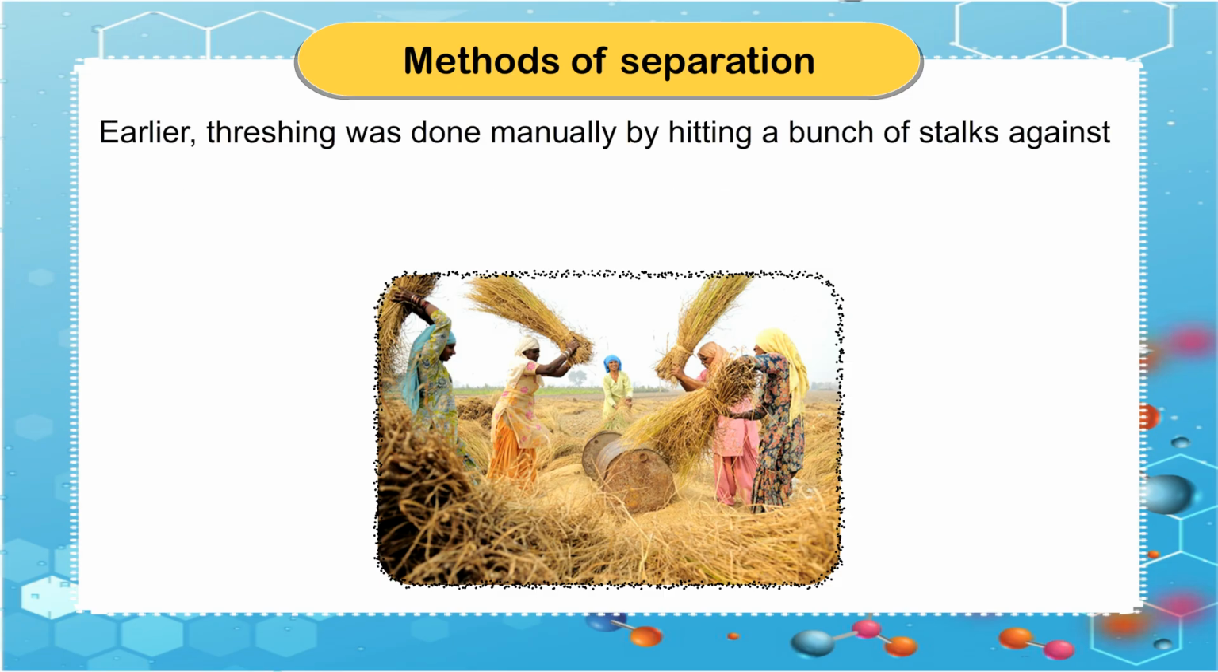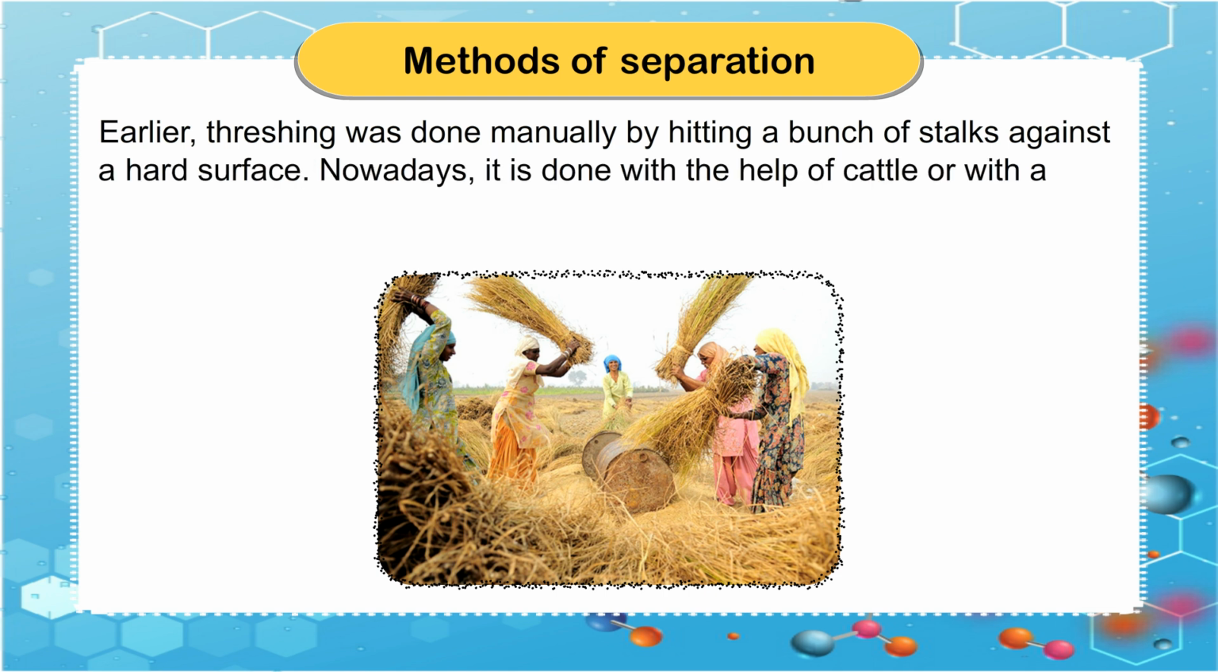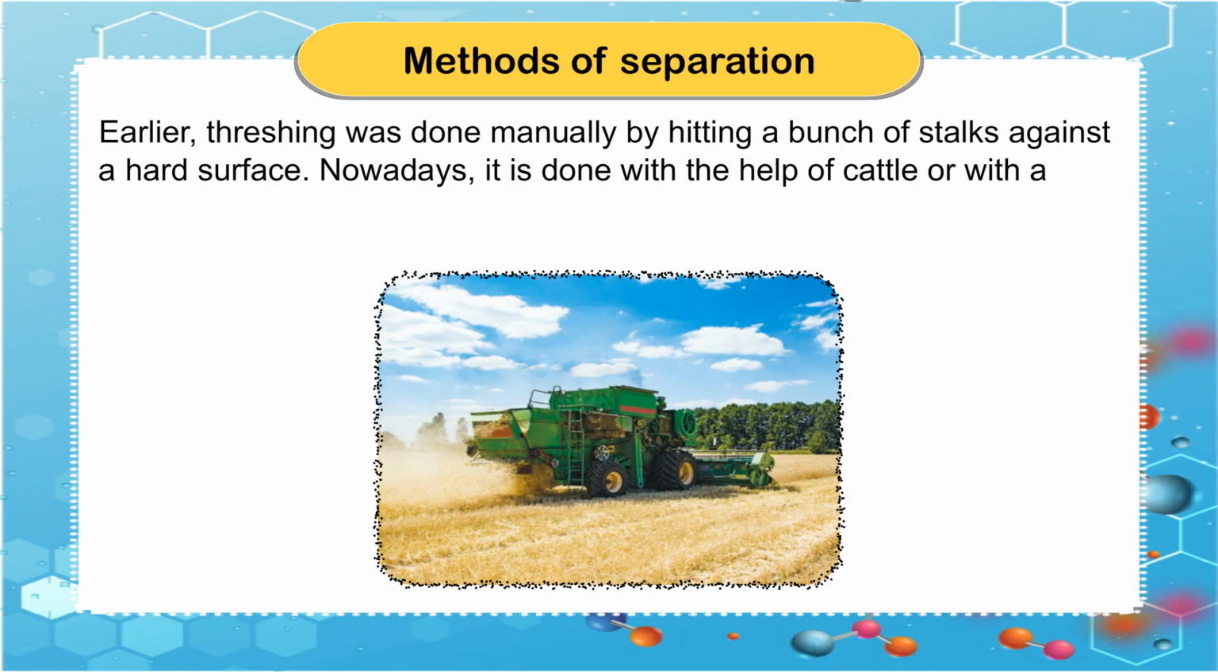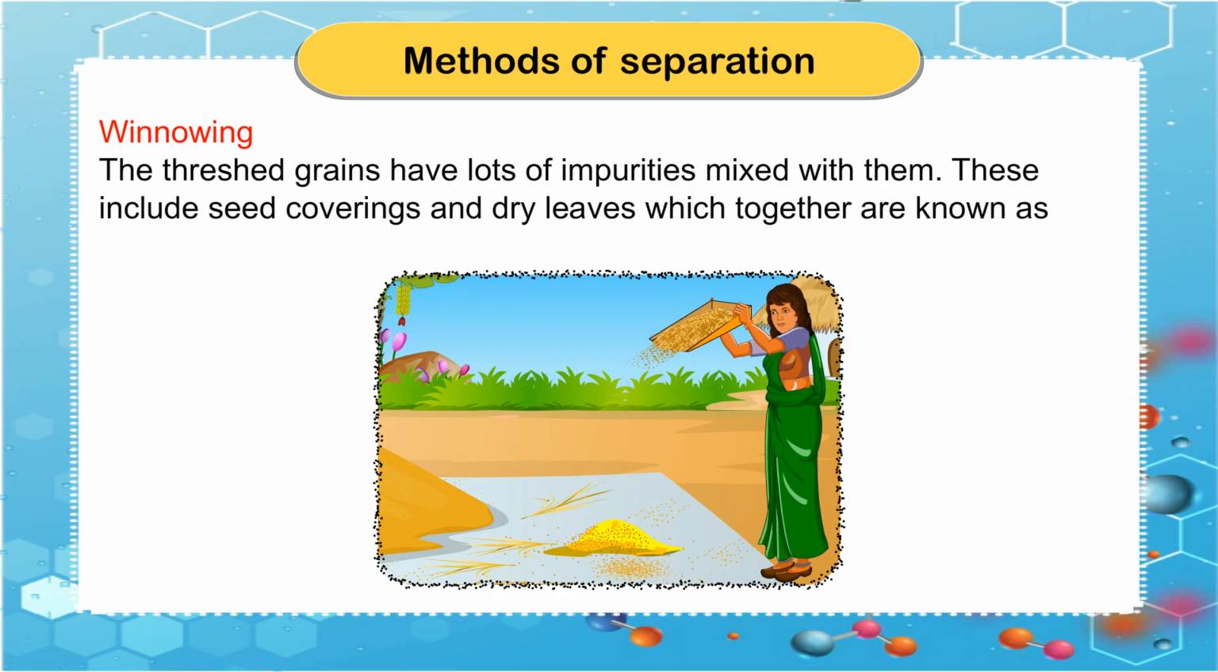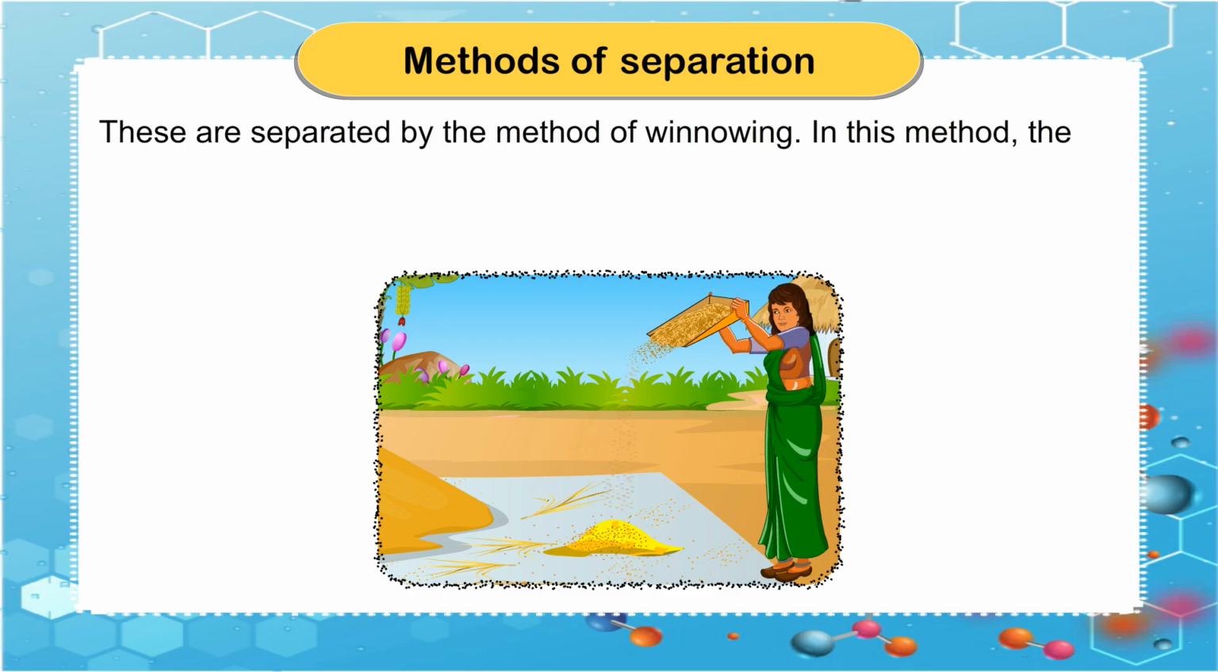Earlier, threshing was done manually by hitting a bunch of stalks against a hard surface. Nowadays, it is done with the help of cattle or with a mechanical thresher. Winnowing. The threshed grains have lots of impurities mixed with them. These include seed coverings and dry leaves, which together are known as chaff. These are separated by the method of winnowing.